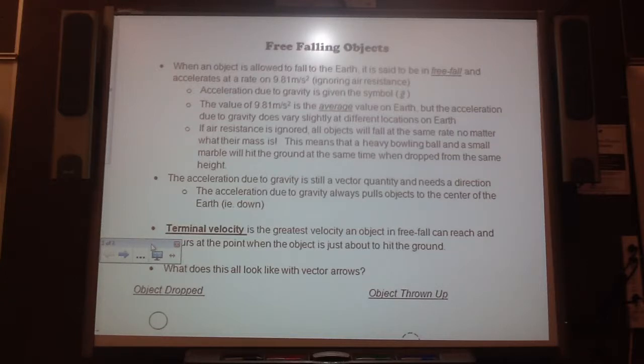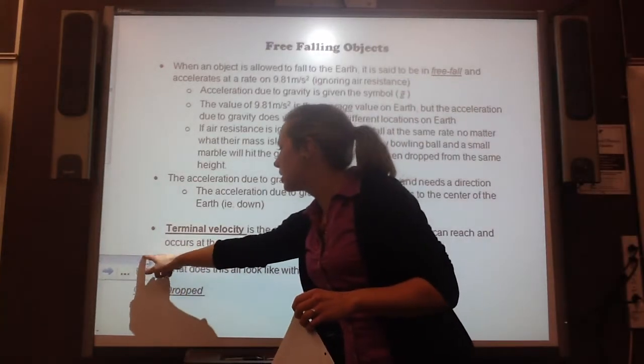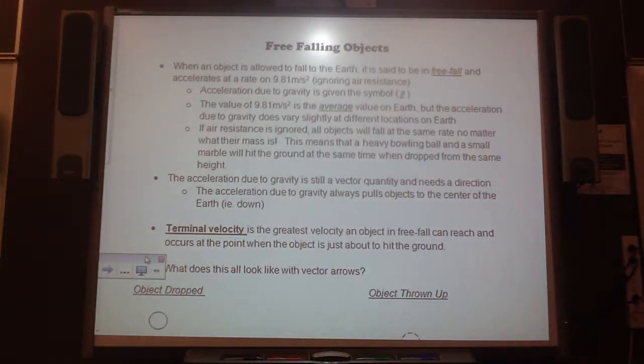Terminal velocity. This is the greatest velocity an object in free fall can reach and occurs at the point when the object is just about to hit the ground.